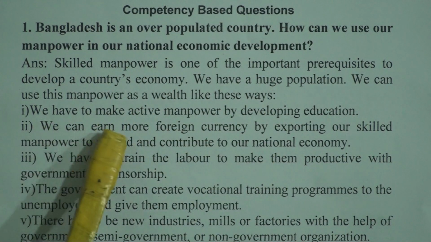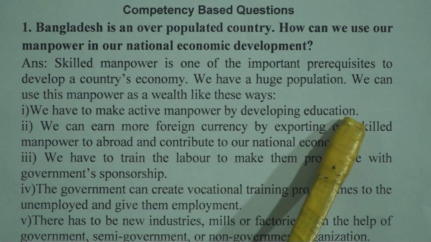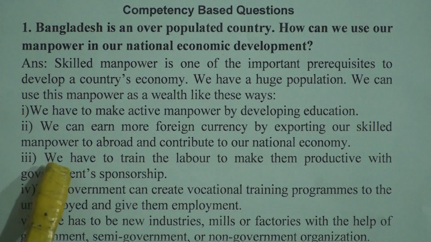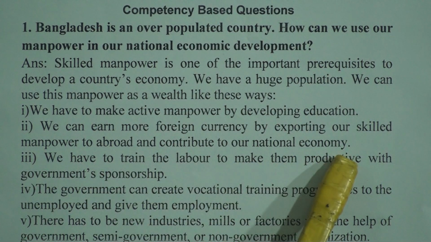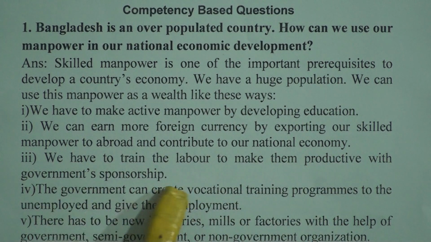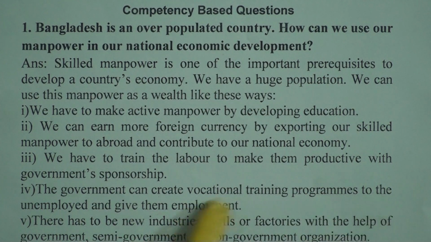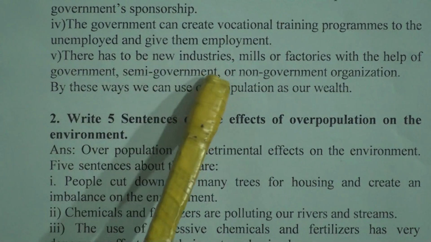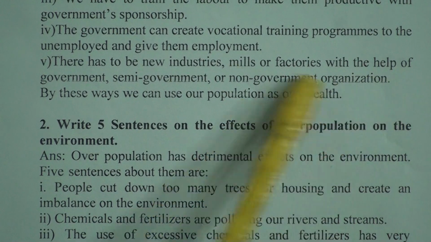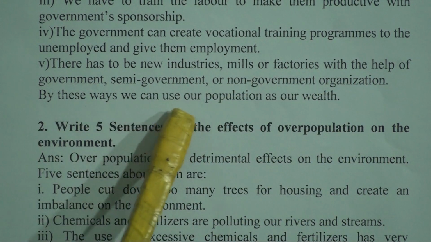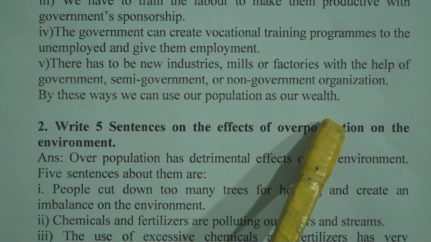Number 1, we have to make active manpower by developing education. Number 2, we can earn more foreign currency by exporting our skilled manpower abroad and contribute to our national economy. Number 3, we have to train the labor to make them productive with government's sponsorship. Number 4, the government can create vocational training programs for the unemployed and give them employment. Number 5, there have to be new industries, mills or factories with the help of government, semi-government or non-government organizations. By these ways, we can use our population as our wealth.